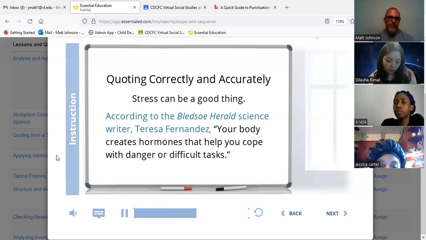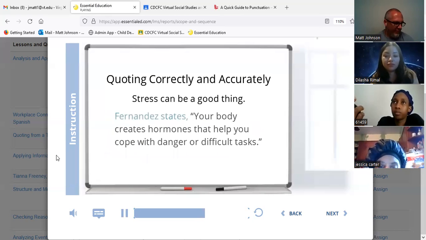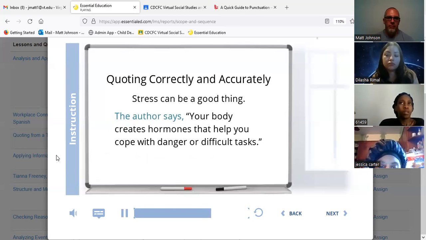This is like the third time I've quoted Ms. Fernandez. The reader would probably get annoyed if I kept saying, according to science writer Teresa Fernandez. Yeah, don't do that. Once I tell my reader who Ms. Fernandez is, I don't need to repeat myself. I can shorten my introductory phrase to something like, Fernandez states. And if you don't know the author's name, you can just go with the author says. The more your reader knows about who you're quoting, the shorter your introductory phrase can be.